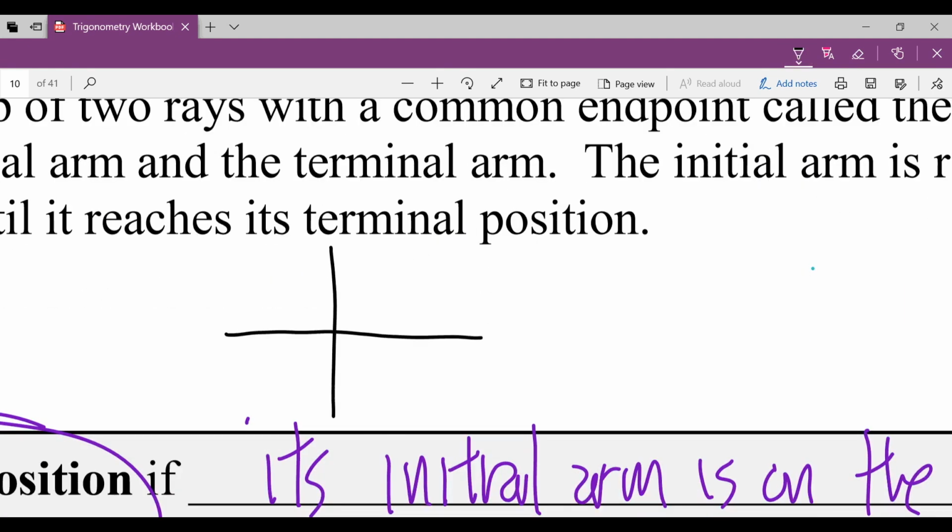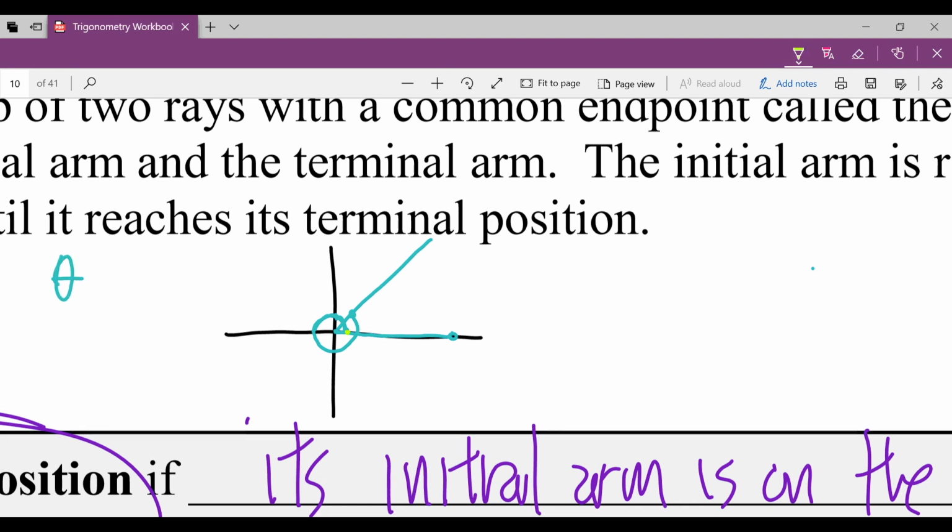Let me show you what I mean there. Can you imagine an angle which is formed by the initial arm right there, going counterclockwise around the origin and stopping there, creating a terminal arm that looks like that? So let's try to add up these angles and figure out what theta we're talking about here.